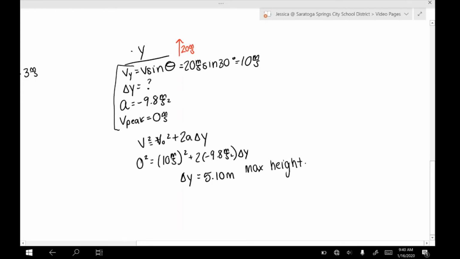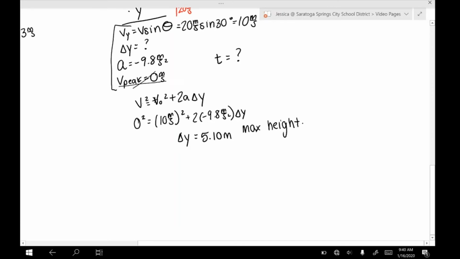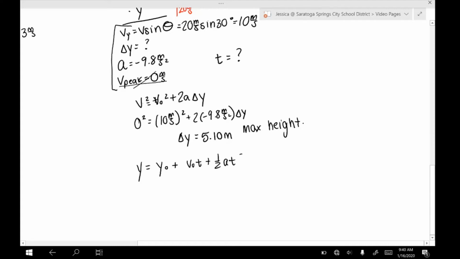I then might be asked to find the time of flight. Right? So time. Again, time is y direction dependent, so I'm most often going to use the y direction to find it. Since we're doing total time of flight, I can't use this v peak of 0. So I have an initial velocity, a displacement, and an acceleration, and I need to find time. So I'm using y equals y0 plus v0 t plus 1/2 a t squared.